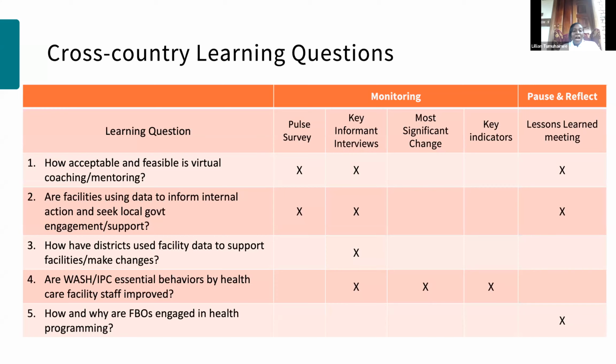So we had cross-country learning questions that are highlighted here, especially how acceptable and feasible were the virtual mentorship trainings. The questions were explored through pulse surveys and key informant interviews. We had most significant change stories and looked at key indicators and lessons learned meetings. So we had these sessions in order to try and answer the learning questions that are broadcast here. Next slide, please.